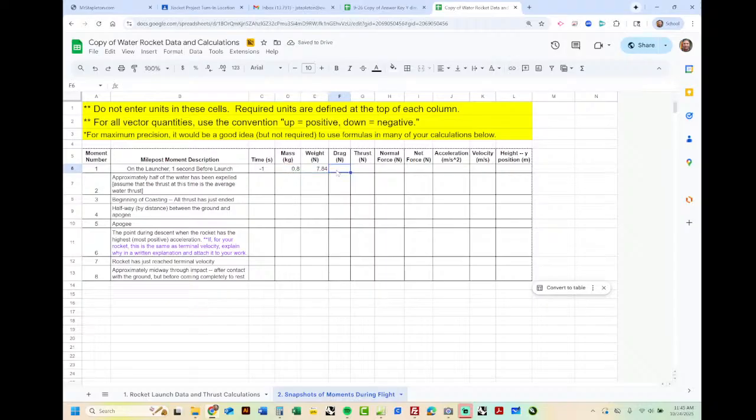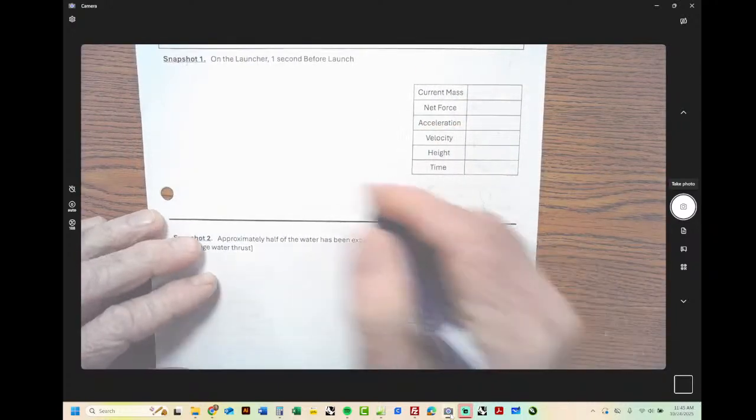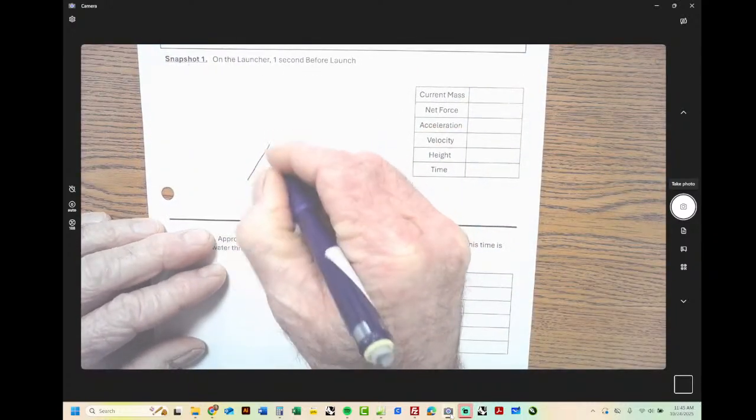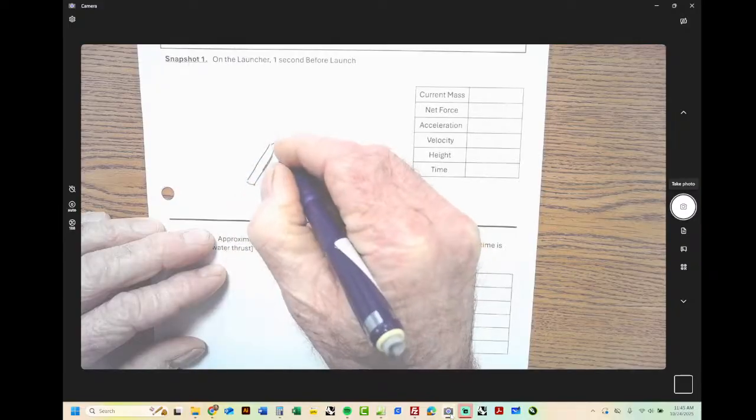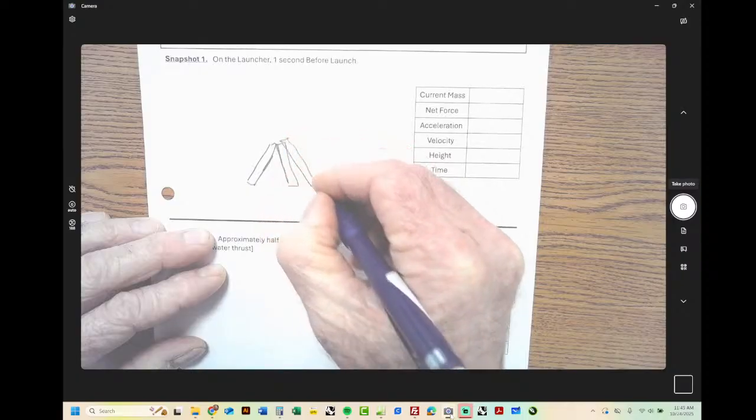Drag, there isn't any drag because there's no wind at this point because it's not moving, so I can just put in 0. There's no thrust yet, it hasn't started yet. There is a normal force, so let me go to my picture. On the launcher, 1 second before launch, let me do a nice picture. You can just copy me. You shouldn't. You should do this on your own if you can handle it.